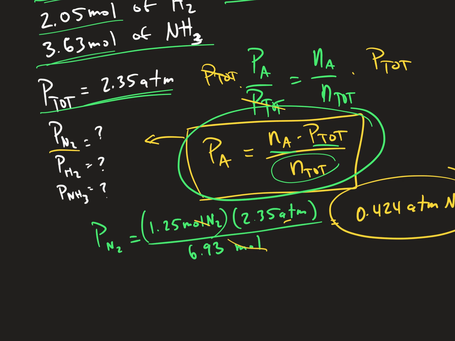Now we're just going to use this same equation 2 more times to find these two. Go ahead. Or is it too messy up there? Any questions?